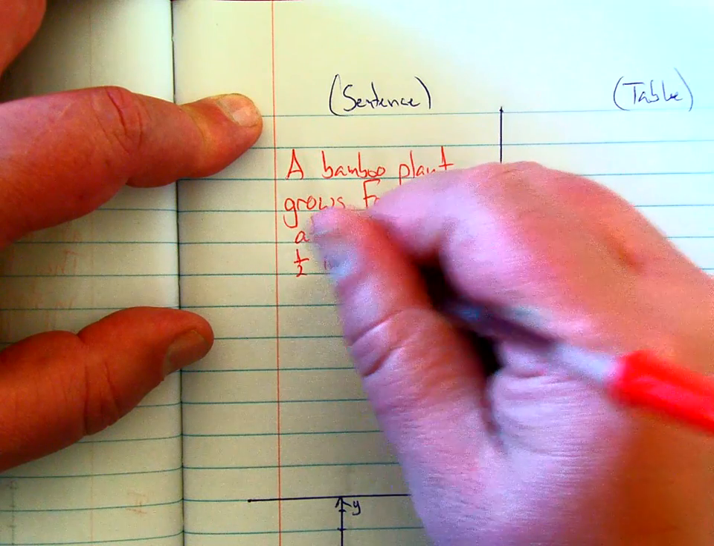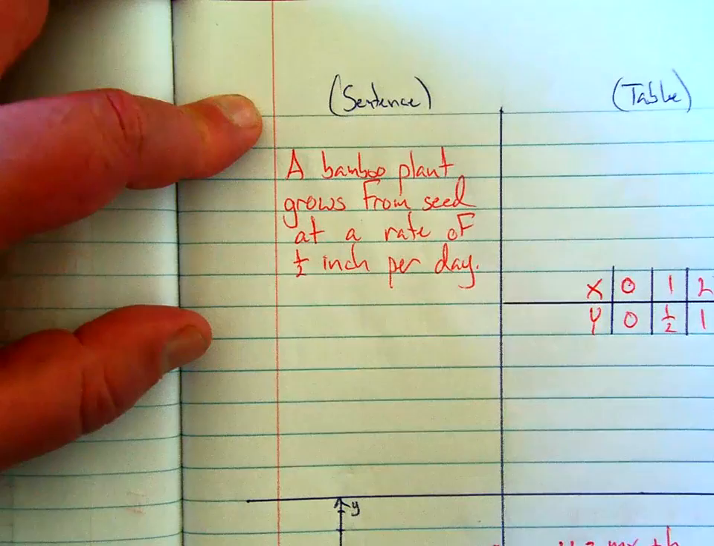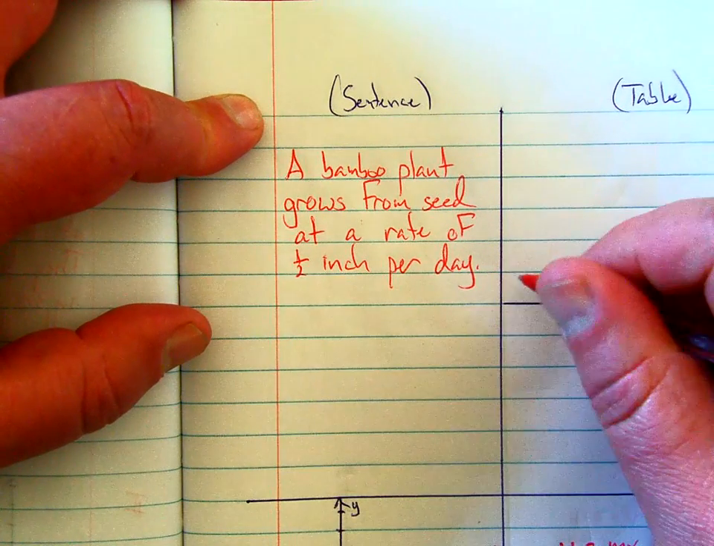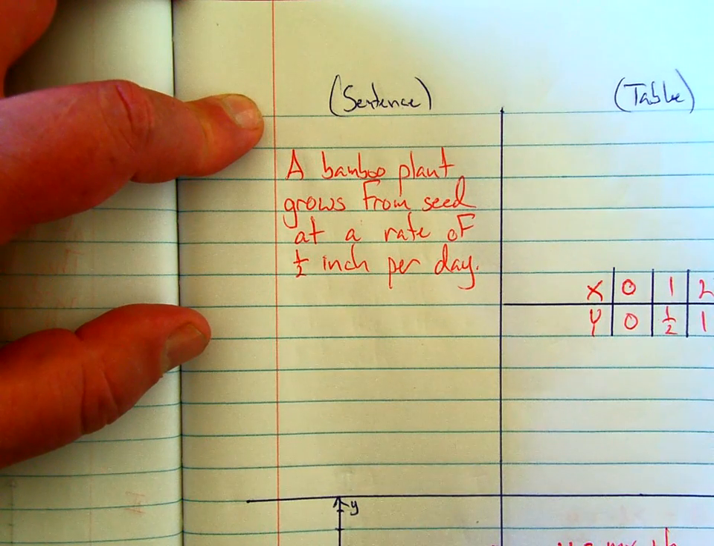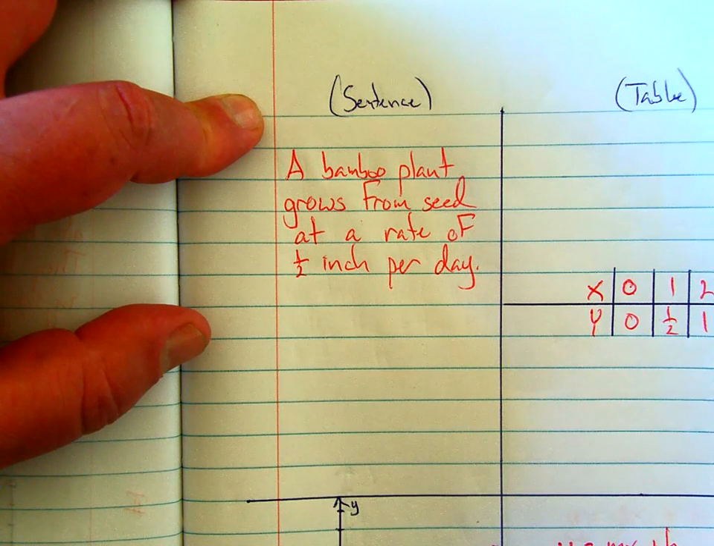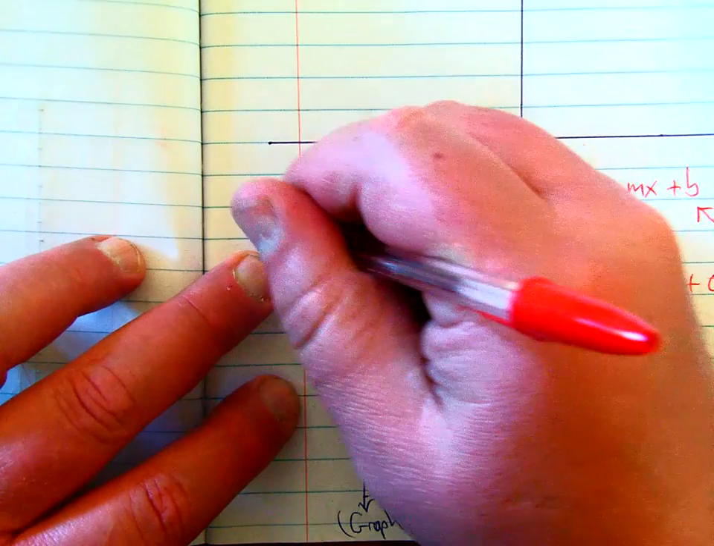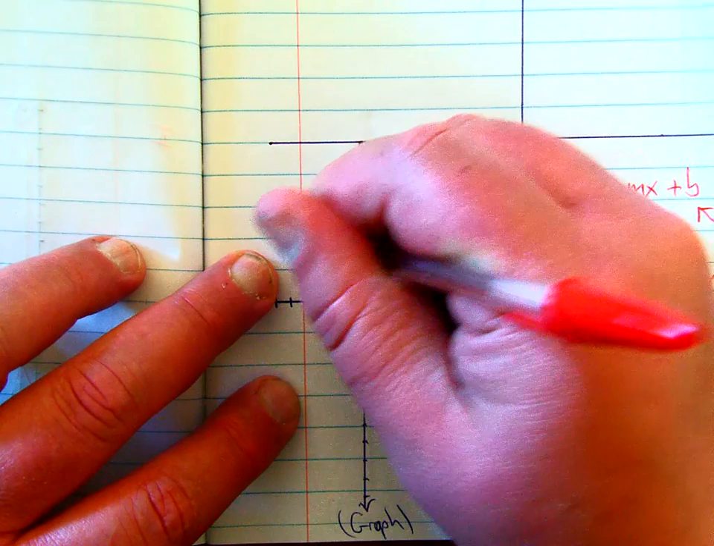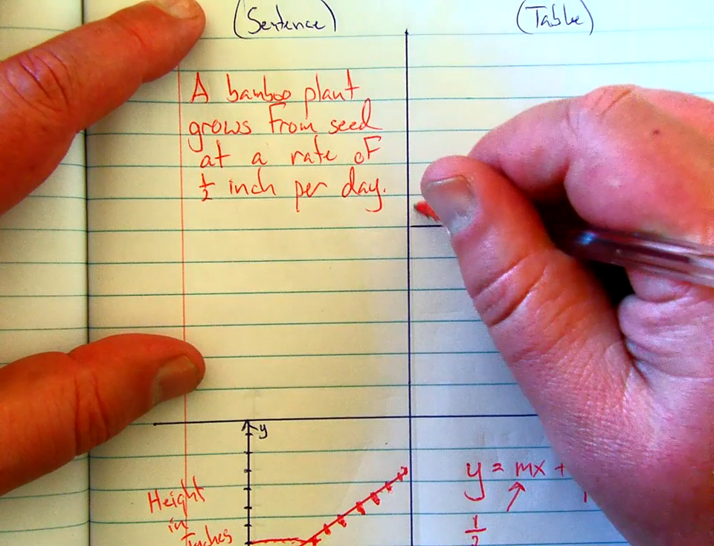And actually they grow faster than that. But in this case, my x is time, that's time in days, and my y is height in inches, the height of the bamboo in inches. So this is number of days. This is my x, my input.